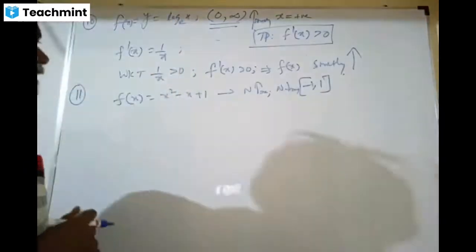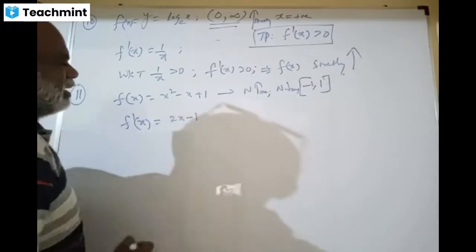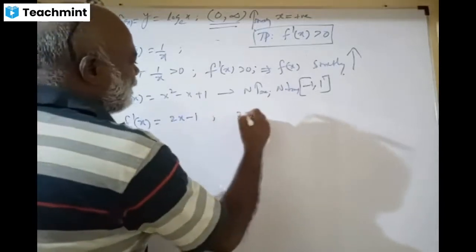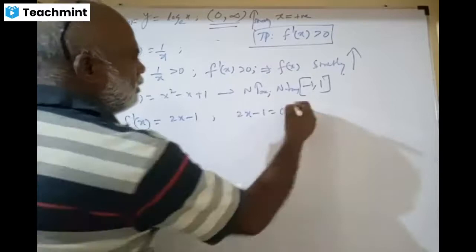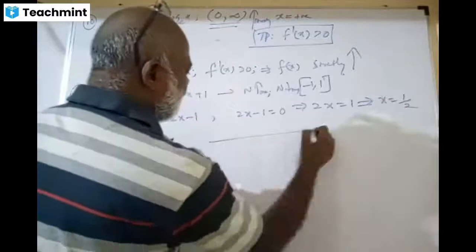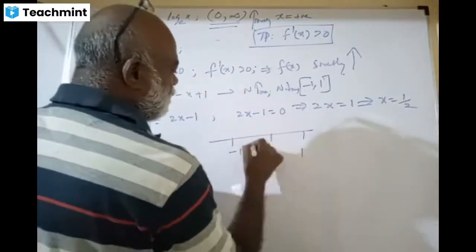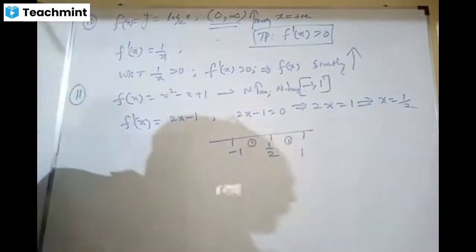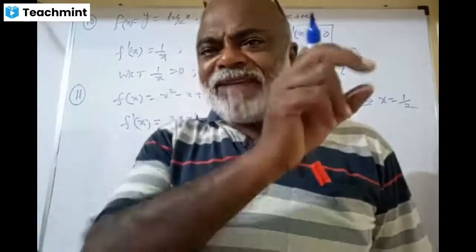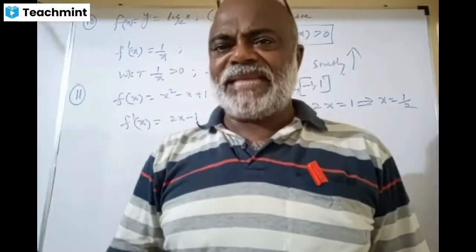F dash x equals 2x minus 1. To find the turning point, take 2x minus 1 equal to 0, which implies 2x equals 1, which implies x equals 1 by 2. So the interval minus 1 to 1 you can break at half, taking two intervals. In one interval it will be increasing, in the other it is decreasing. Therefore, in the interval minus 1 to 1, it is neither strictly increasing nor strictly decreasing.